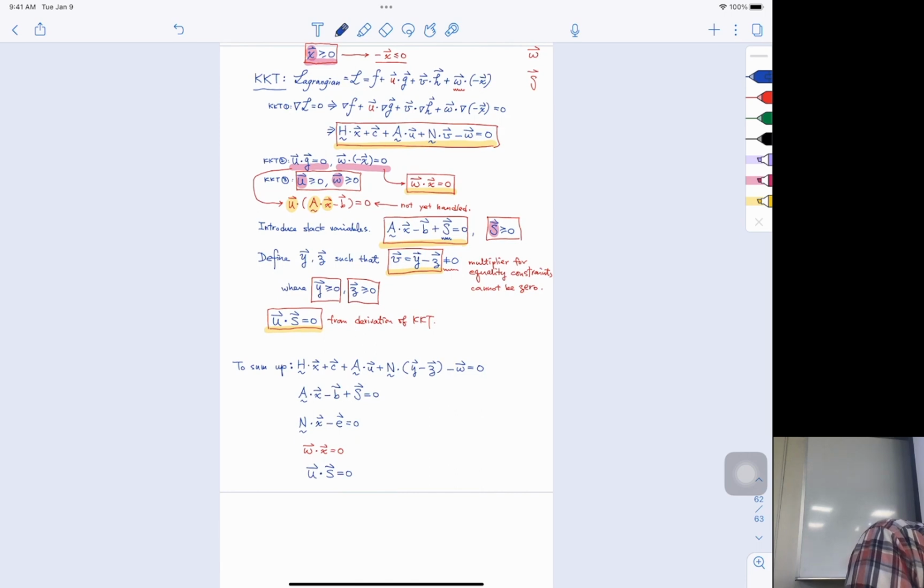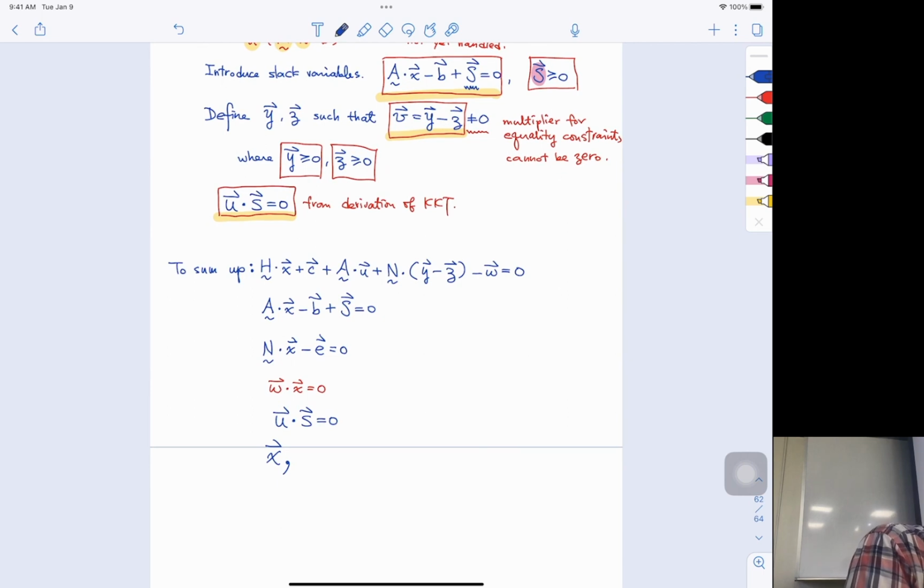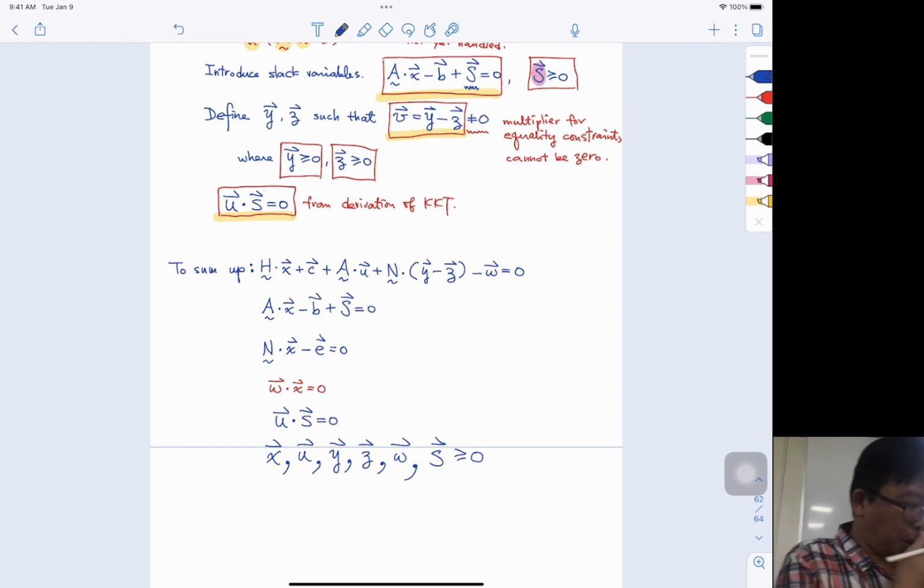So let me write them down. We know x would be positive. Then we know u, v now becomes y and z, and we know w is positive. We introduce slack variables, right? So x, u, w, s, with v replaced by y and z, are all positive or 0. So from the general nonlinear problem, we now rewrite the whole thing into a bunch of linear equations.